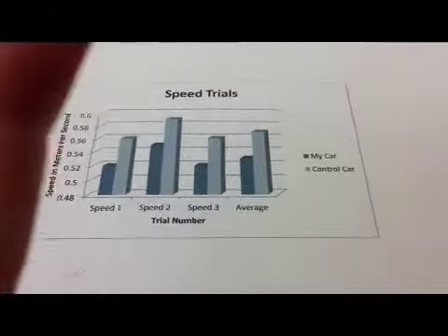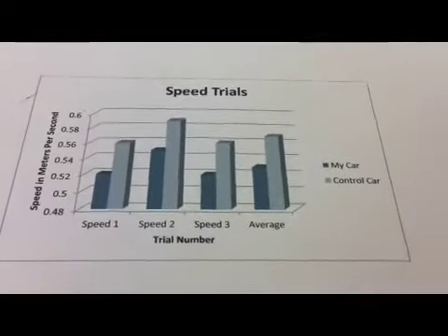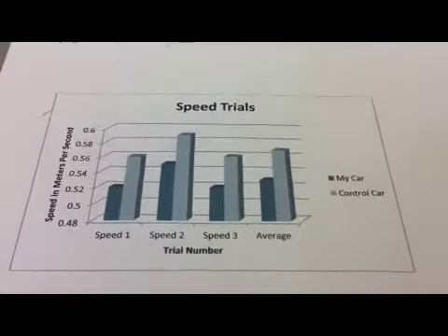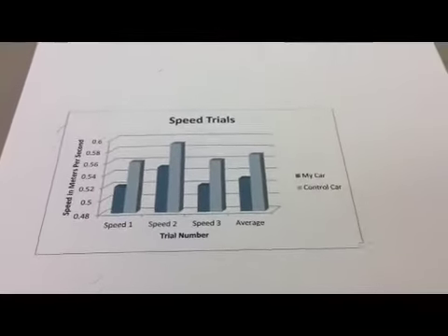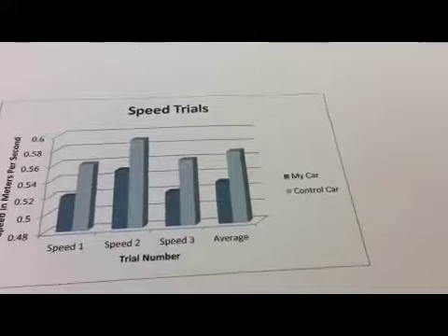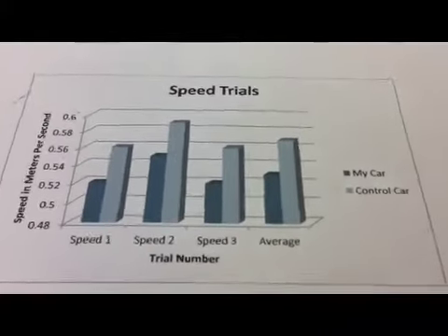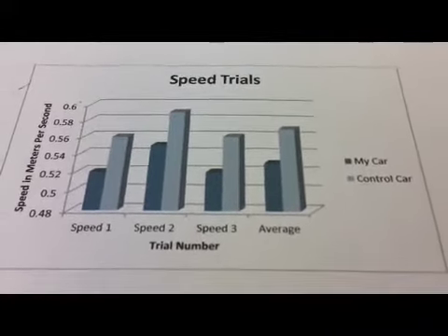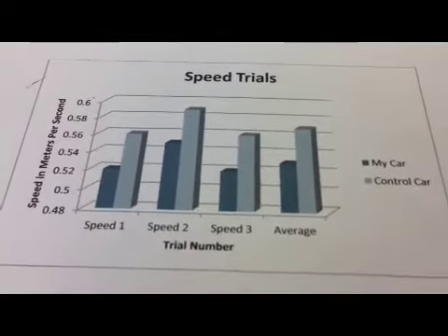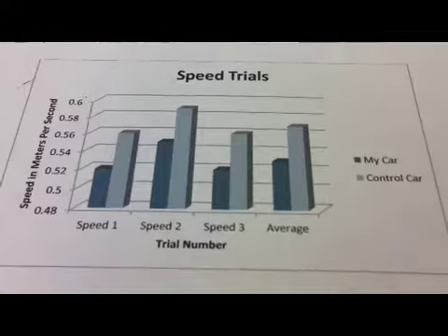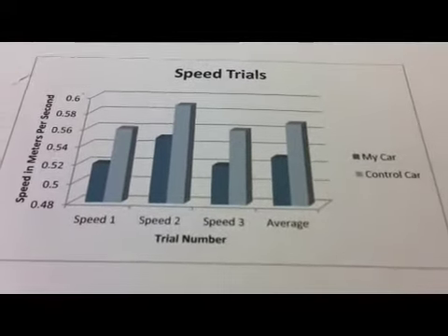Data analysis for speed trials. The control car went about 0.57 meters per second, while our car only went 0.53 meters per second. The wheel-to-axle ratio didn't really affect the speed as much, because it was meant to make the wheel turning more efficient and cause it to go farther. So all in all, it really didn't make a difference. The end.